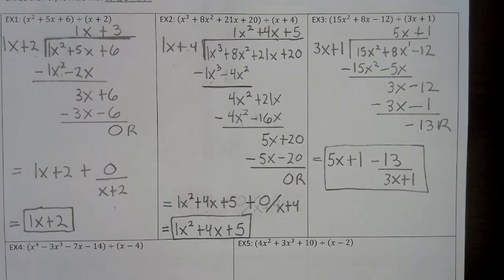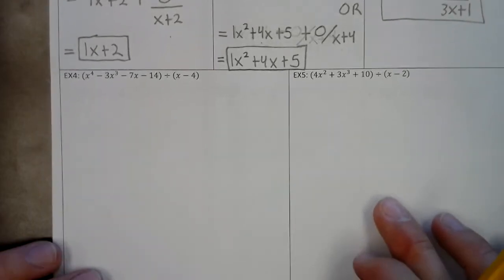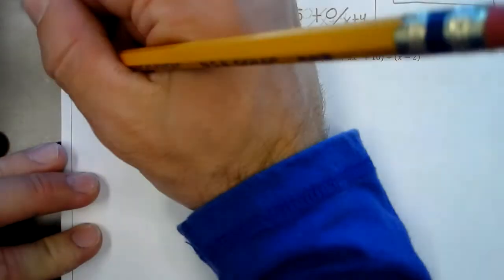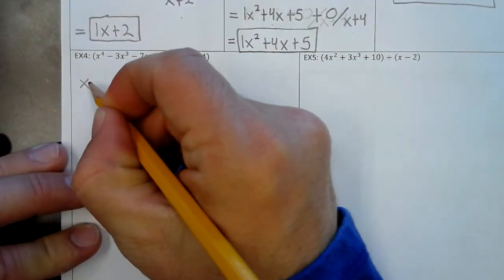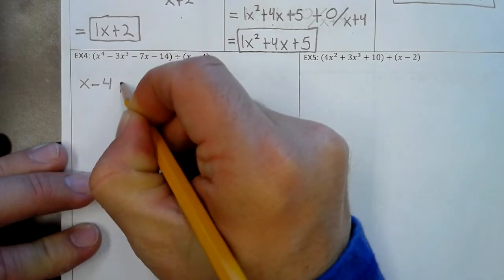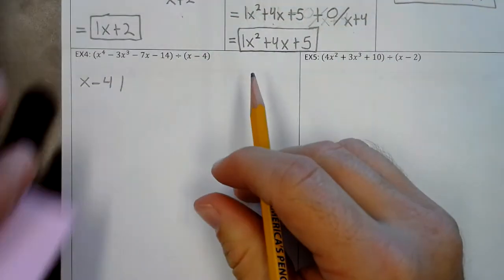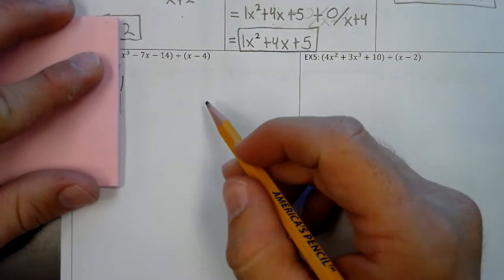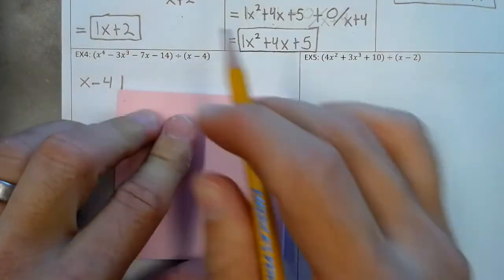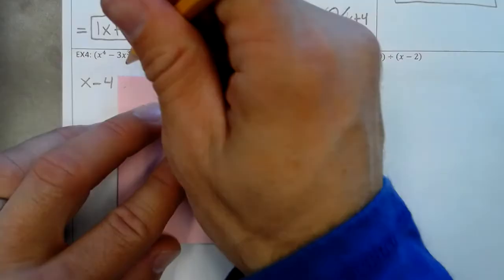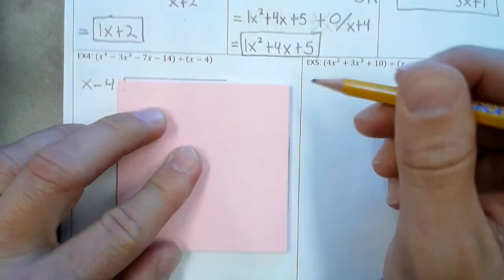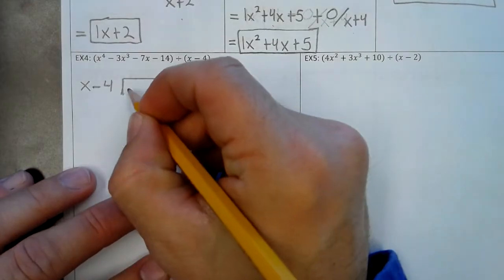All right, so finish up example 3. All right, let's take a look at example 4. All right, example 4. So x minus 4. I apologize if my hand covers up as I'm writing. I really am working on trying to write so that you can see as I'm writing.